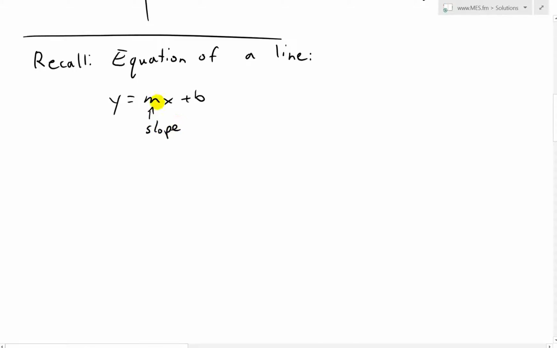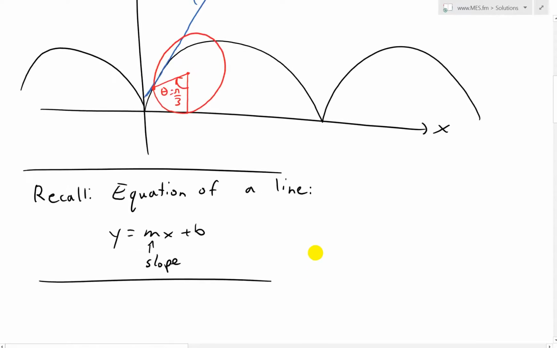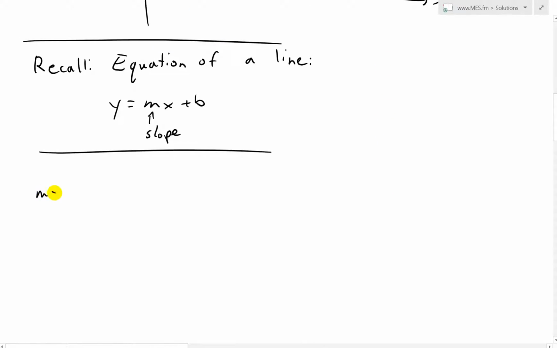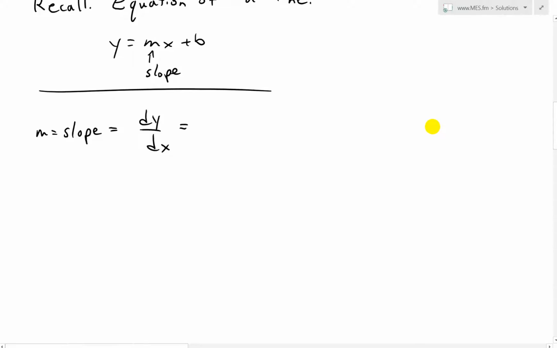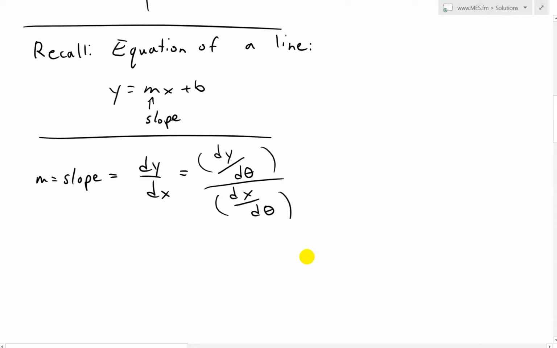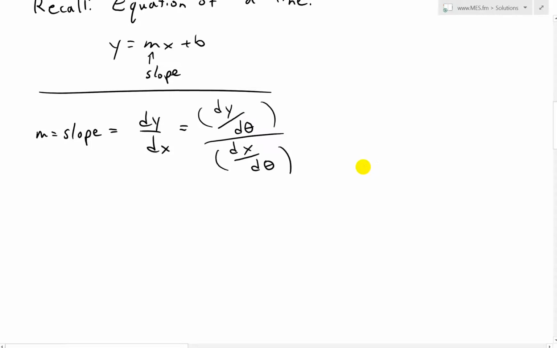First let's determine what m is, at theta equals pi over 3. So m, the slope, equals the derivative dy over dx. If you recall from our earlier video on tangents for parametric curves, the derivative can be written in terms of the parameter: dy over d theta, since our parameter is theta, divided by dx over d theta. We can solve these because we know these equations.